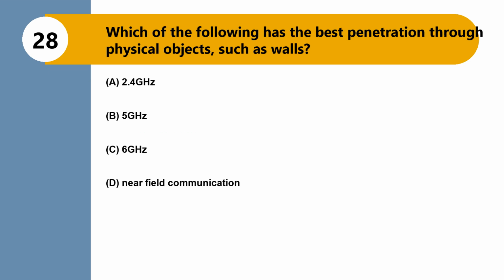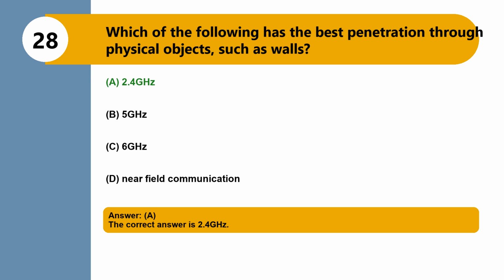Question 28. Which of the following has the best penetration through physical objects, such as walls? Option A, 2.4 GHz. Option B, 5 GHz. Option C, 6 GHz. Option D, near-field communication. The correct answer is option A, 2.4 GHz.